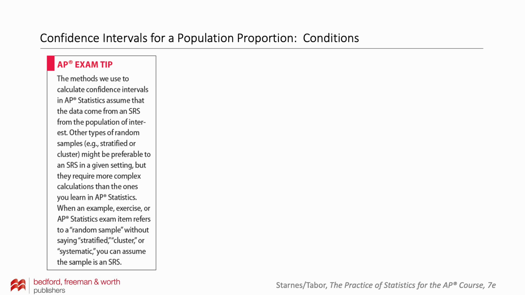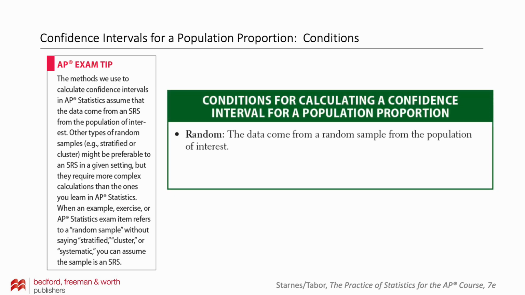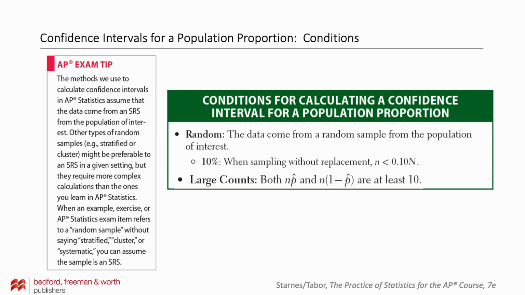Now going back to the conditions, which we've already covered, our first condition is random. The data should come from a well-designed random sample or randomized experiment. Our second condition is independent. Individual observations have to be independent. When sampling without replacement, we need to check the 10% condition, which says the sample size has to be less than 10% of the population size, to use the formula for the standard deviation of the statistic.